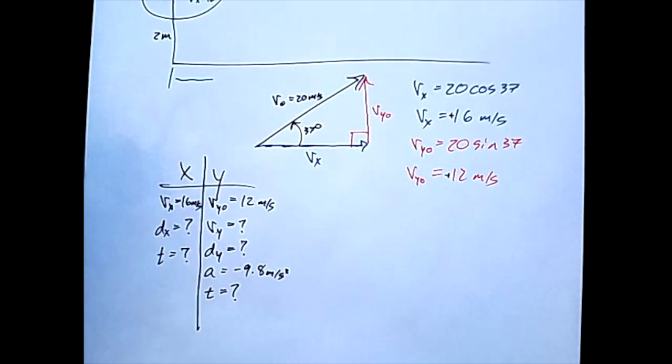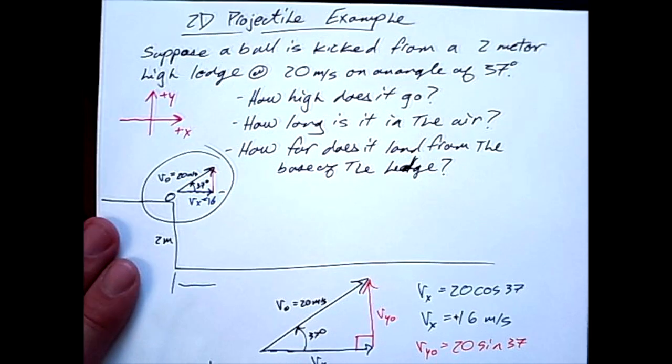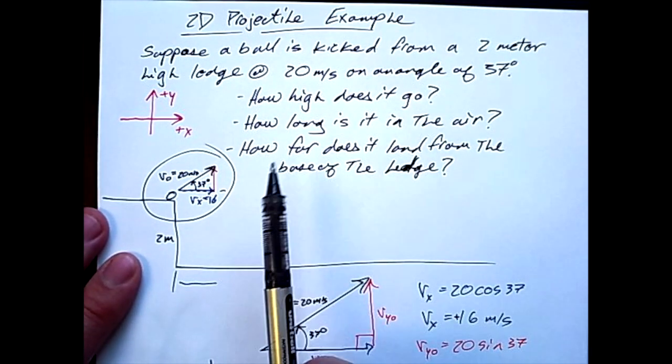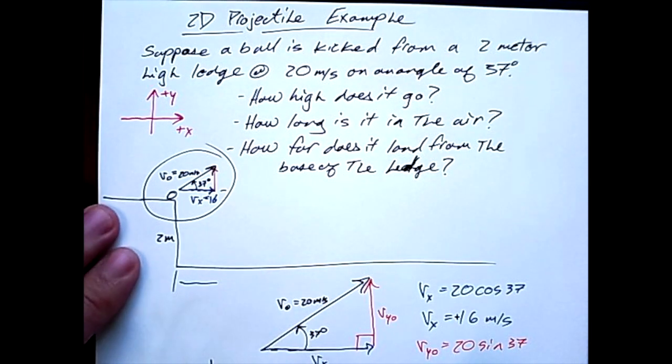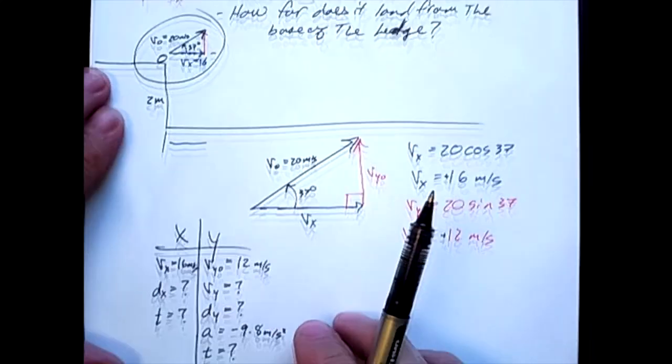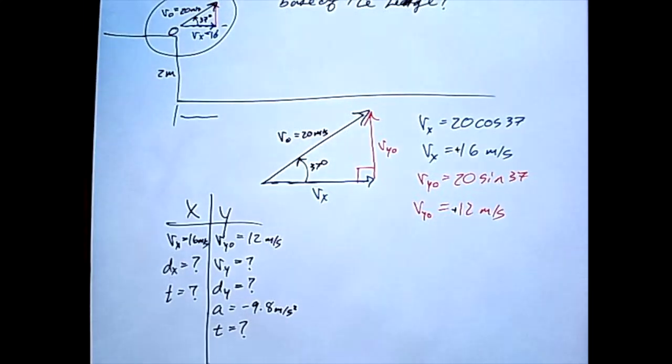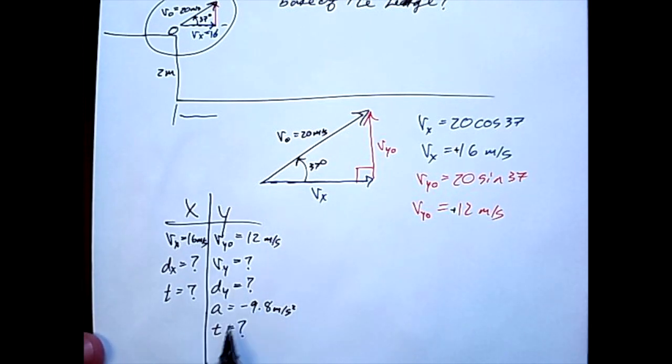Generally, I've asked these three questions: how high does it go, how long is it in the air, and how far does it land, because that sequence seems to be the most logical for answering. But of course, these could be out of order, so do recognize that you may have to solve for something out of order in order to utilize those variables in different locations in this table.